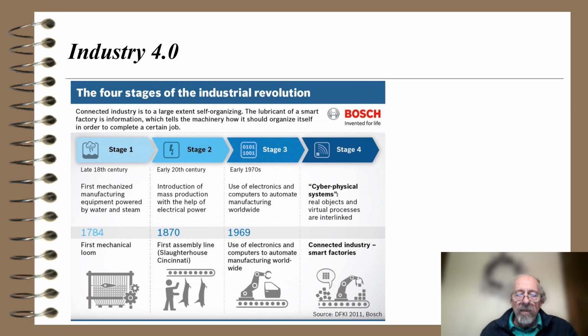Stage 3, early 1970s, or Industry 3.0, use of electronics and computers to automate manufacturing worldwide. And it's got a date of 1969. Stage 4, or Industry 4.0, cyber physical systems. Real objects and virtual processes are interlinked. Connected industry, smart factories.